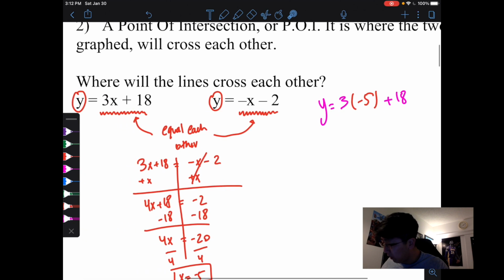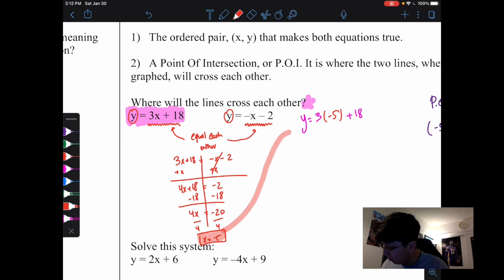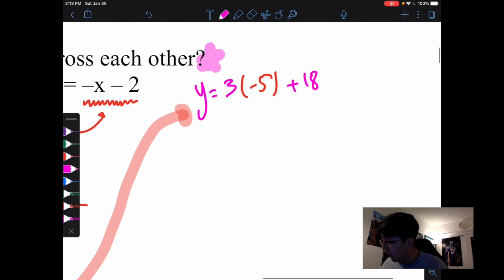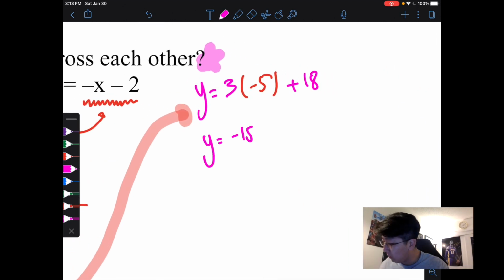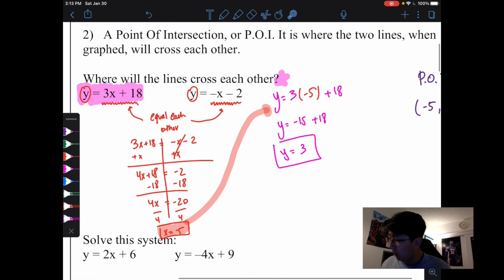Okay, so you can see right here, I took this equation right here, and instead of x, I put negative 5, so I'm plugging it in right there. So I'm going to be able to solve for y now. Y equals negative 15 plus 18. Y equals 3. Okay? So I solved for y for one of them.